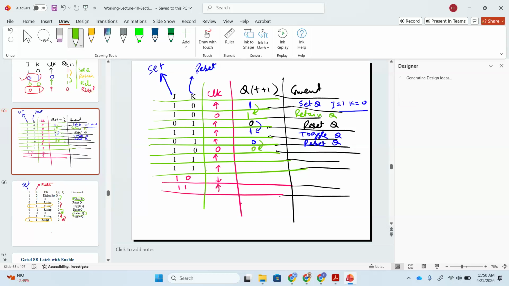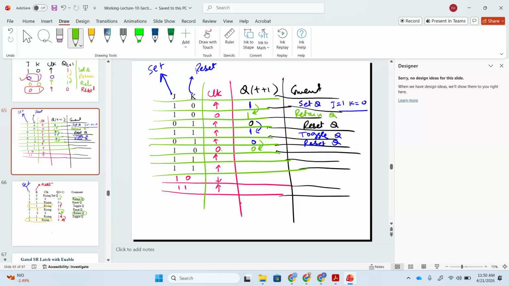Please remember, 1 stands for set, 0 for reset, but the clock is 0. It's not the rising edge. So Q will only update its status on the rising edge. It will not change its status when the clock is 0, or when the clock is 1, or even when there is a falling edge of the clock. Any question? Professor, I'm not getting it.